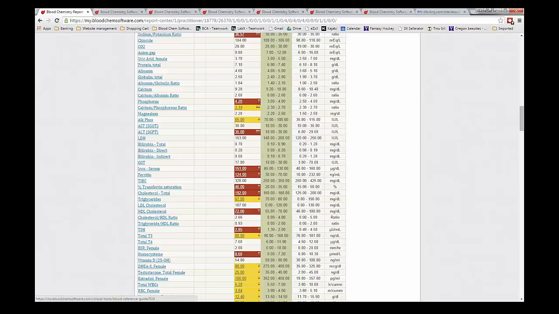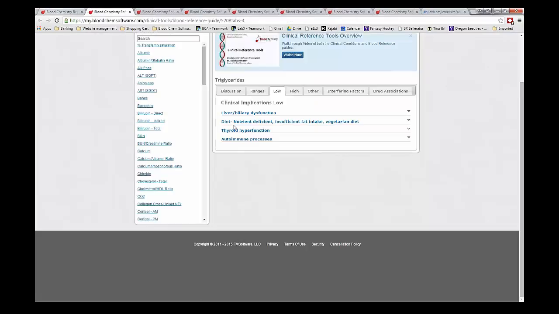Even though the blood test report reported that her cholesterol levels were fine, oftentimes you do see the split between cholesterol levels going up and triglyceride levels going down, potentially a dietary thing to take a look at. What are low triglycerides associated with? Liver biliary dysfunction, a diet that's insufficient in fat, usually vegetarian diets, thyroid hyperfunction or an autoimmune process.